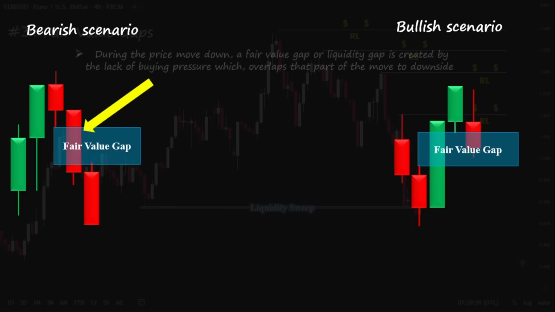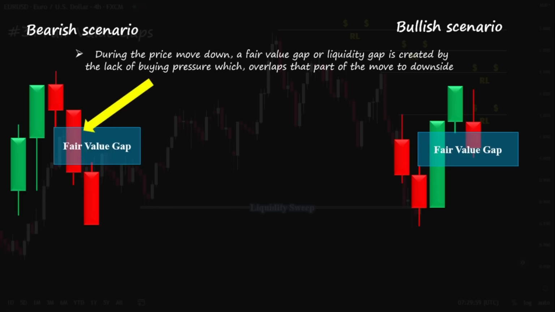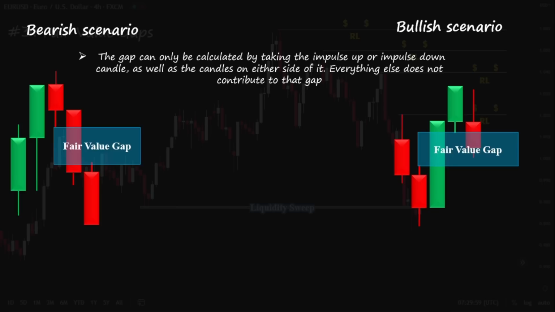Here, during the price move down, a fair value gap or liquidity gap is created by the lack of buying pressure, which overlaps that part of the move to the downside. The key to identifying fair value gaps is that the gap can only be calculated by taking the impulse up or impulse down candle, as well as the candles on either side of it. Everything else does not contribute to that gap.